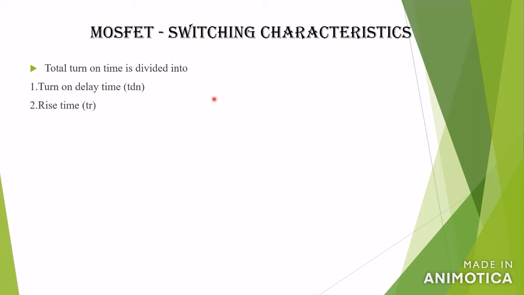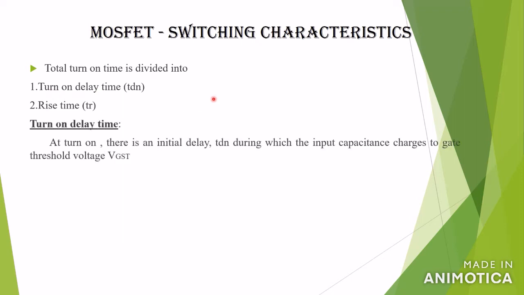Now turn on delay time is defined as the time during which the input capacitance charges to the gate threshold voltage VGST. So there is an input capacitance in the MOSFET. If you see the construction, there is a silicon dioxide layer, which acts as an insulator, placed in between the gate and the substrate material. This will act as a capacitance when the voltage is applied across the gate and source terminal.